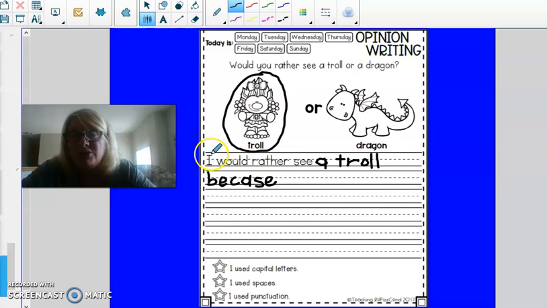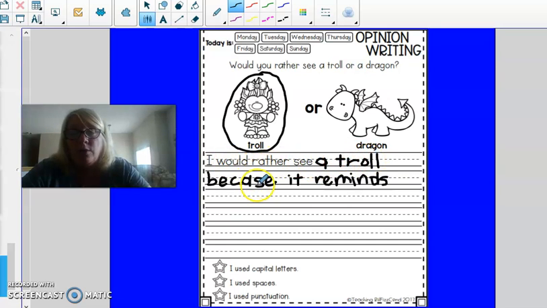So I'm going to read it again and make sure it makes sense. I would rather see a troll because I, and I think T is it, right? It reminds. Remember, it reminds me of my dad. So, I know that's an R. E. And I'm going to write that E. Minds. And I'm going to keep writing the word. I'm going to keep listening to those sounds. Reminds. Okay.